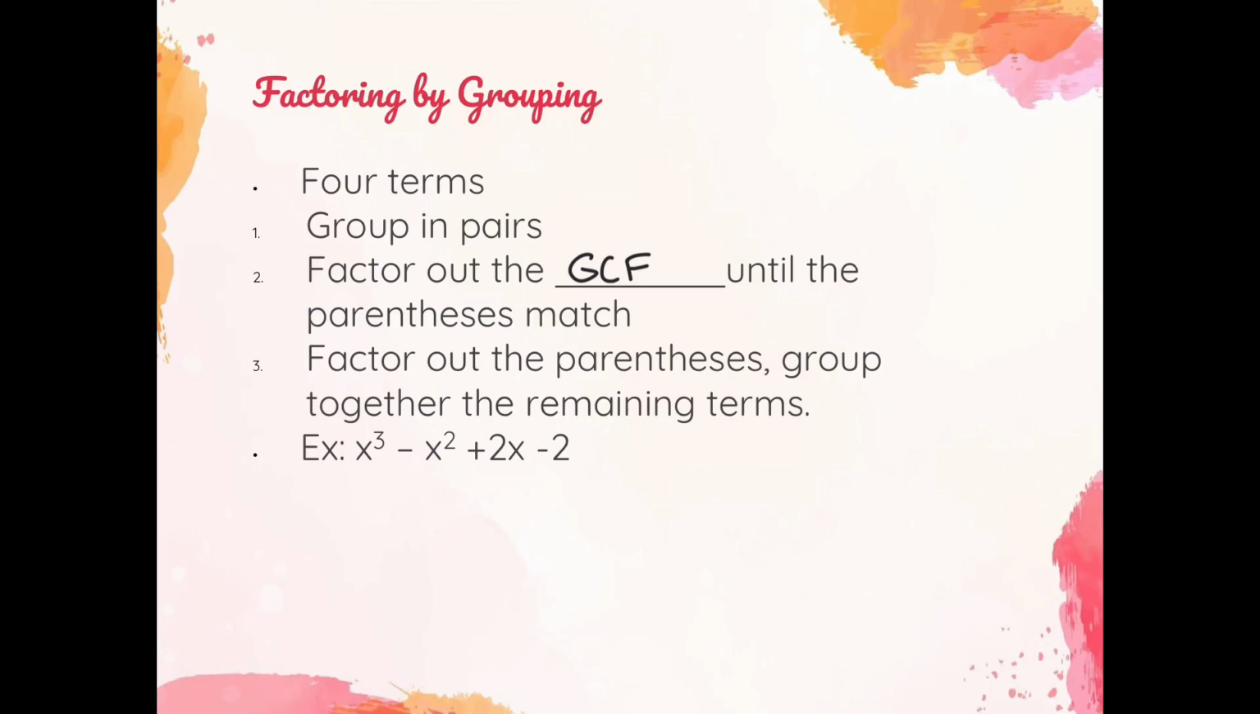All right, the last kind of factoring we're going to talk about today is factoring by grouping. This, to me, is the easiest to spot because it's the only thing that has 4 terms. If you have 4 terms, you group them. We're going to group them in pairs. And then from each pair, you're going to factor out the greatest common factor until what's inside the parentheses matches, which you'll see in a second. Then we factor out the parentheses and group together the remaining terms.